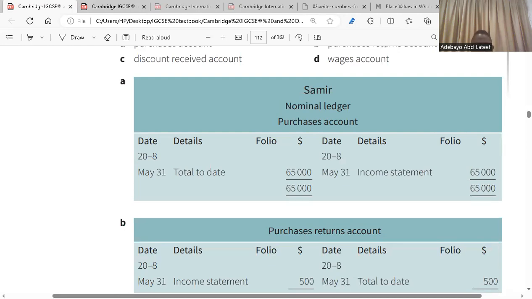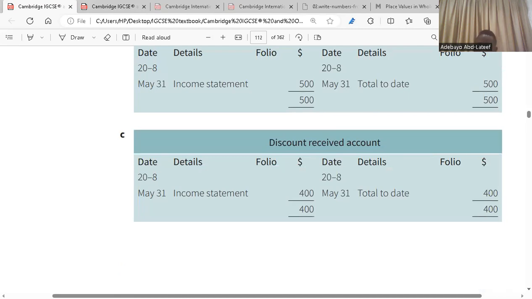Do you get it? Yes. In our ledger, purchases is always on the debit side. Yes or no? Yes. But when we are transferring from our statement of profit and loss to our nominal ledger, the value in the income statement goes to the credit side. Your total to date, which is your normal purchases, will be on the debit side. Your income statement will be credited, your purchases will be debited. For purchases returns, where you are returning the product to the supplier, your total to date will be on the credit side. Your income statement will be on the debit side.